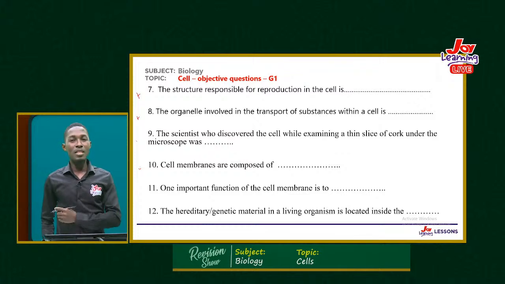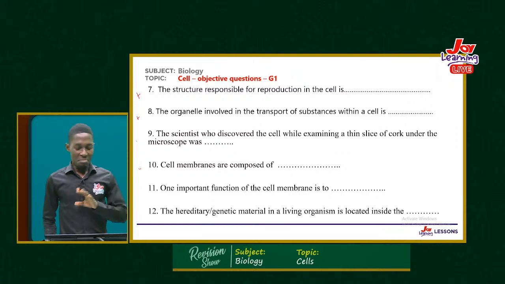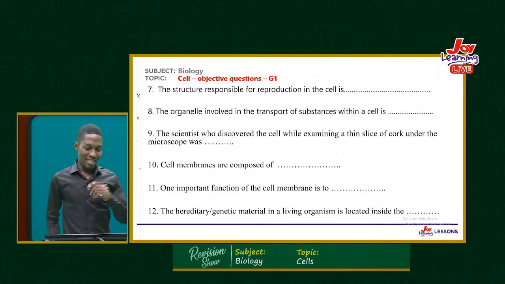The scientist who discovered the cell whilst examining a thin slice of cork under the microscope was? That's Robert Hooke. That's correct again. Then question 10. Cell membranes are composed of? I'll say cellulose. You have an idea? Okay, we'll go back and revisit it.